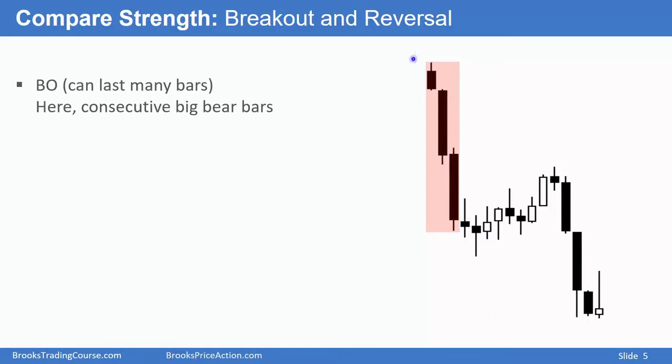I would view this as a 2-bar bear breakout, yet it's a 5-bar bear microchannel, 5 bars down without a pullback. It's a strong bear breakout. The bulls are giving up. Bulls are selling out of their longs, and bears are selling into shorts.